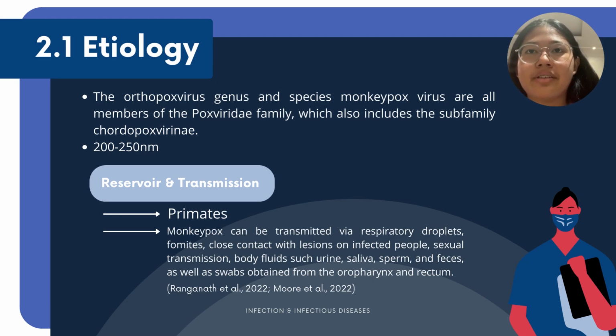Now I'll explain the etiology of monkeypox. The orthopox genus and species monkeypox virus are all members of the Poxviridae family, which also includes the subfamily Chordopoxvirinae. Under an electron microscope, the monkeypox virus appears rather large, 200 to 250 nanometers. Monkeypox is a zoonosis that spreads from animals to people.